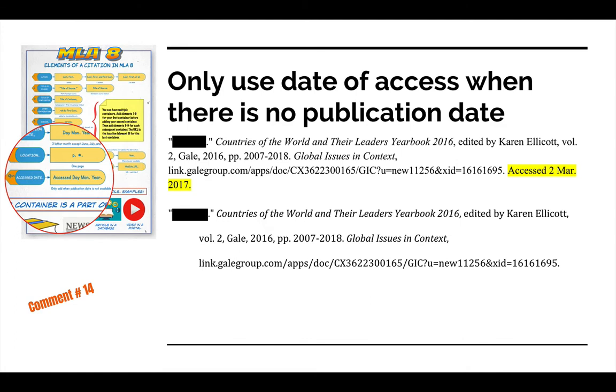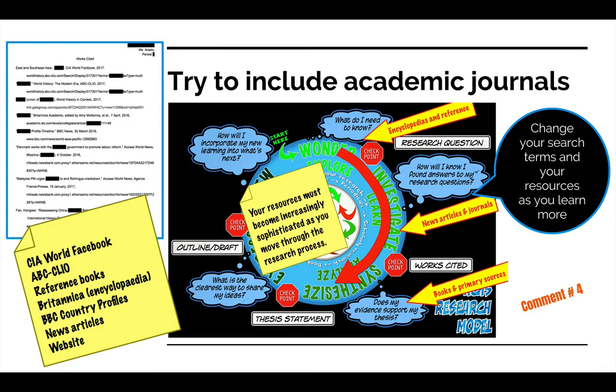The only time we should include the date of access is if there is no publication date. And we have to be very careful about using resources where there is no publication date. The federal government is notorious for omitting the publication date, and obviously those are fine sources to use, but we need to be very careful about using resources without a pub date. This is tricky because when we were in MLA 7, date of access was a part of the citation. It was an expectation.